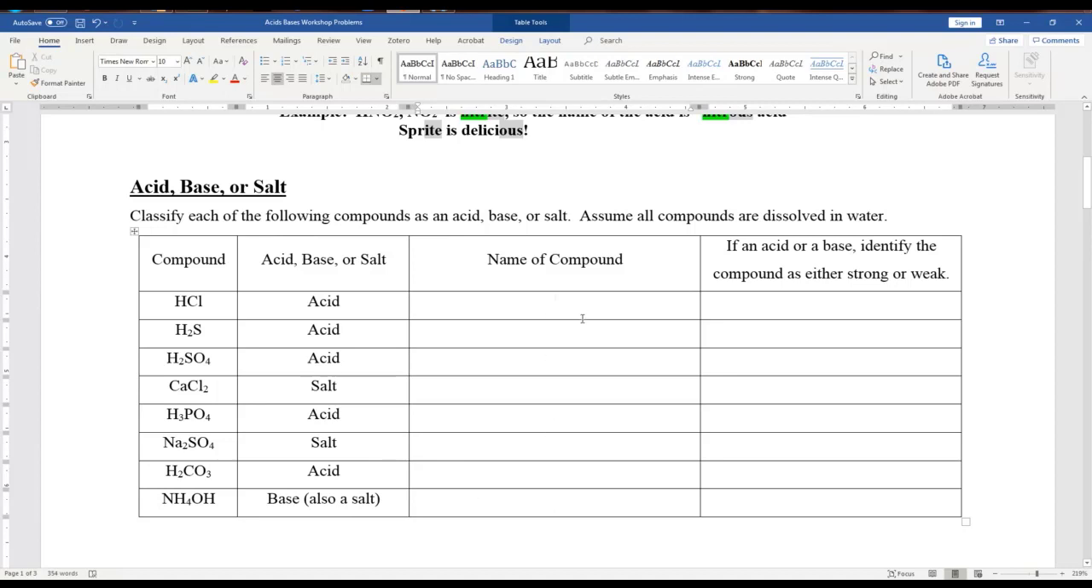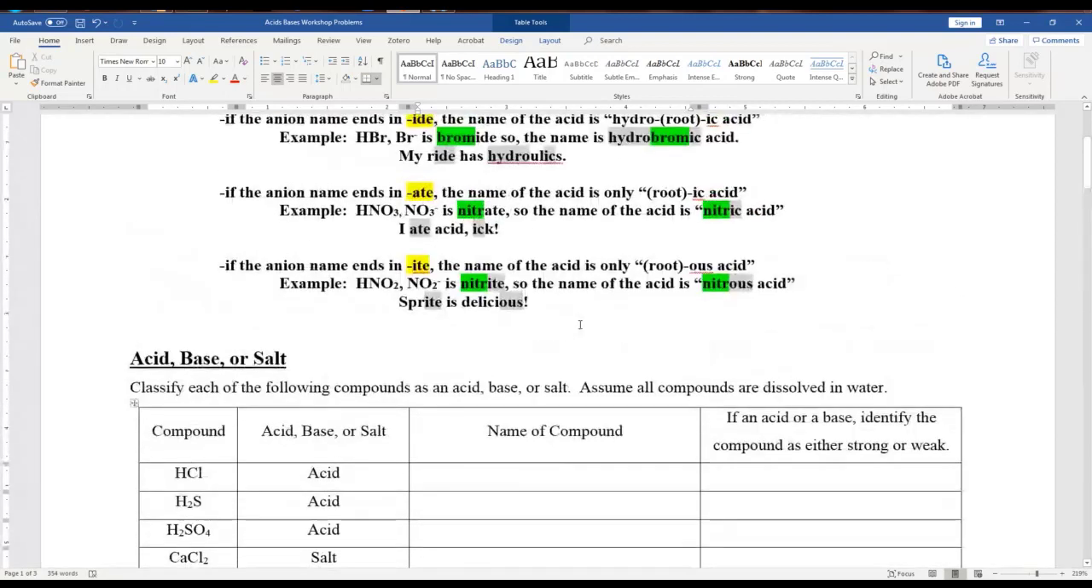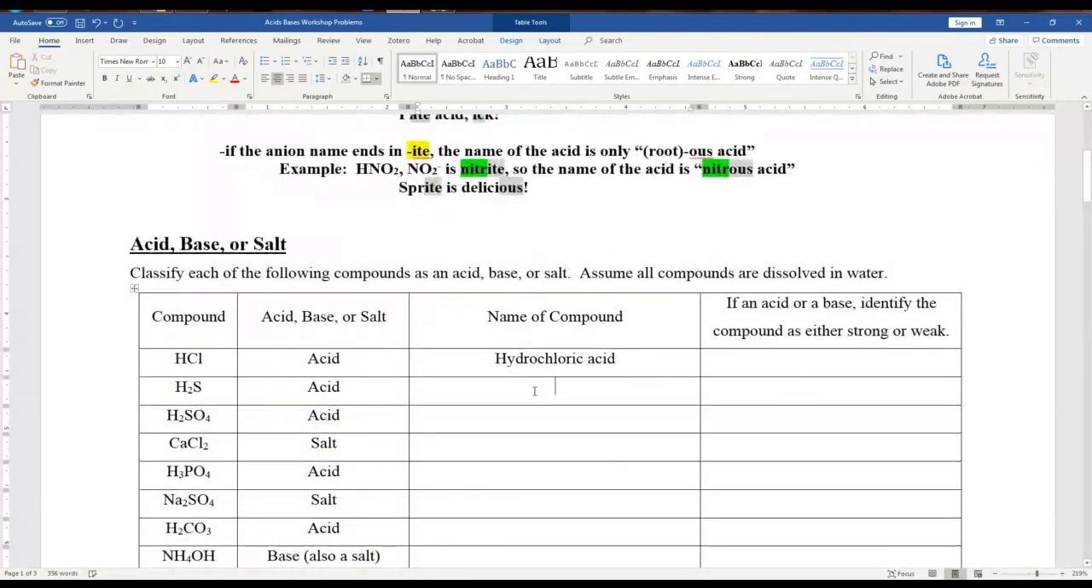Okay, so what is HCl? Hydrochloric acid, because it's chloride, and chloride has hydro, so hydrochloric acid. And what about H2S? This is a little bit tricky. Sulfide.